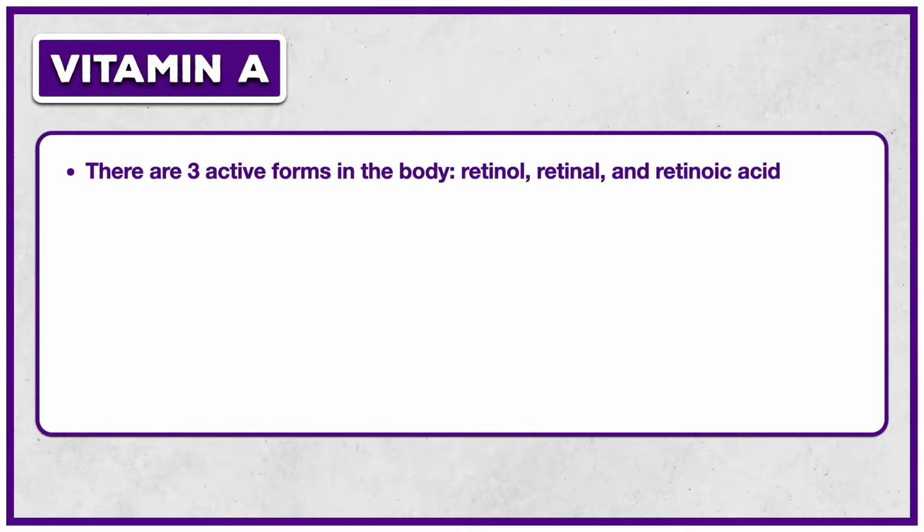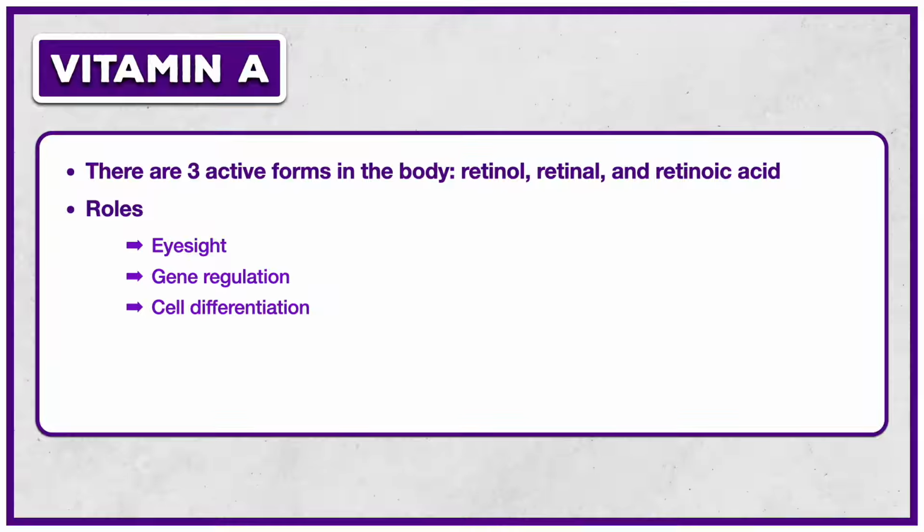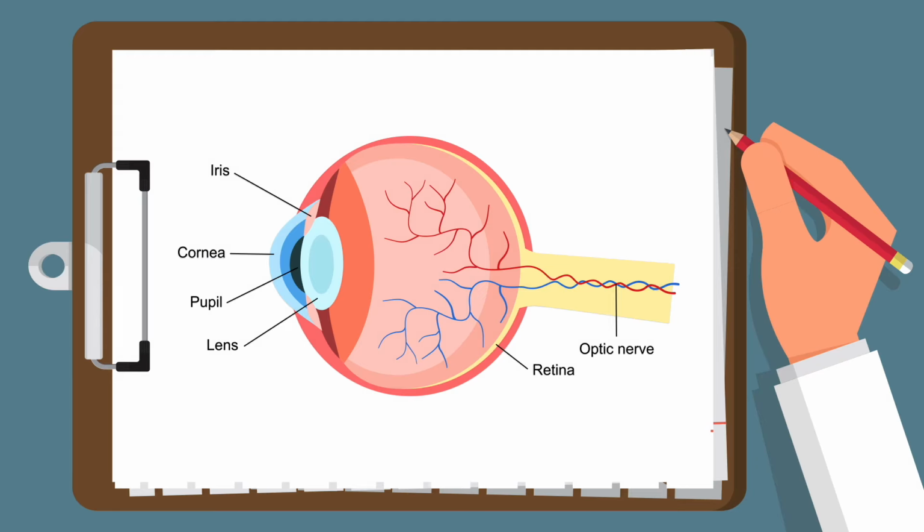First up is vitamin A. There are 3 active forms of vitamin A in the body. They are retinol, retinal, and retinoic acid. They play a role in eyesight by maintaining the health of the cornea and assisting with light perception, gene regulation, making sure the correct proteins are produced, and cell differentiation, which allows cells to carry out their unique and specialized function. As part of their role in gene regulation and cell differentiation, the active forms of vitamin A impact immune function, reproduction, and growth.